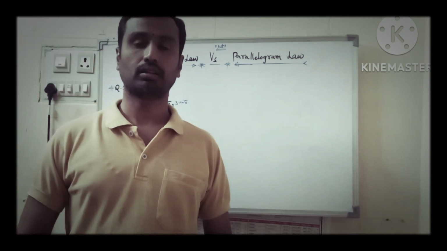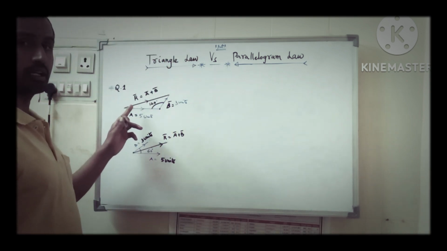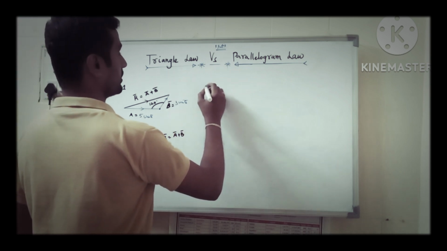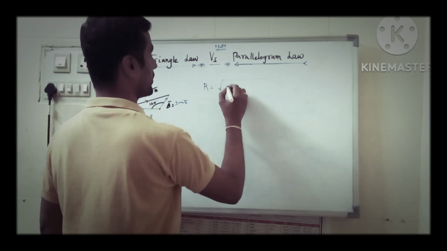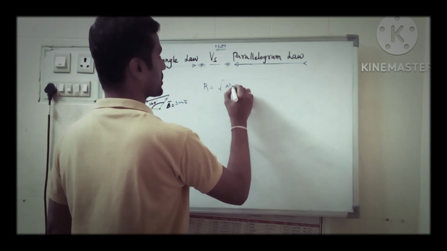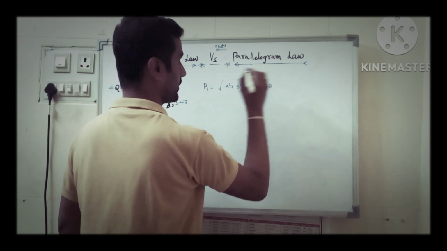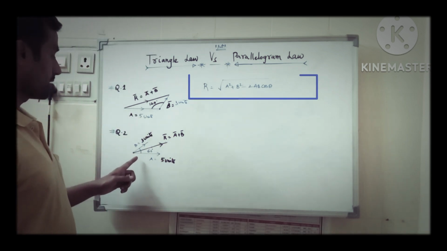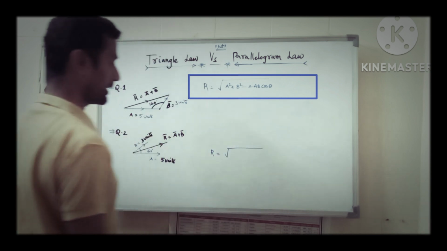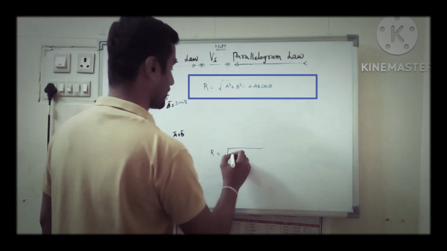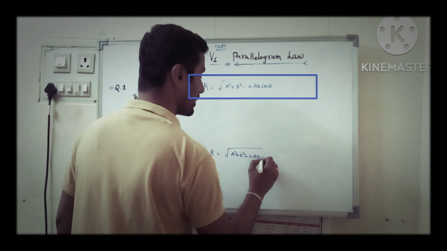Finally, recall what we have learned in this video. If the question is given like that, then we can use the triangle law by applying the formula r is equal to square root of a square plus b square minus 2ab cos theta. If the question is given like this, then we can apply the parallelogram law of vectors by using the formula r is equal to square root of a square plus b square plus 2ab cos theta.